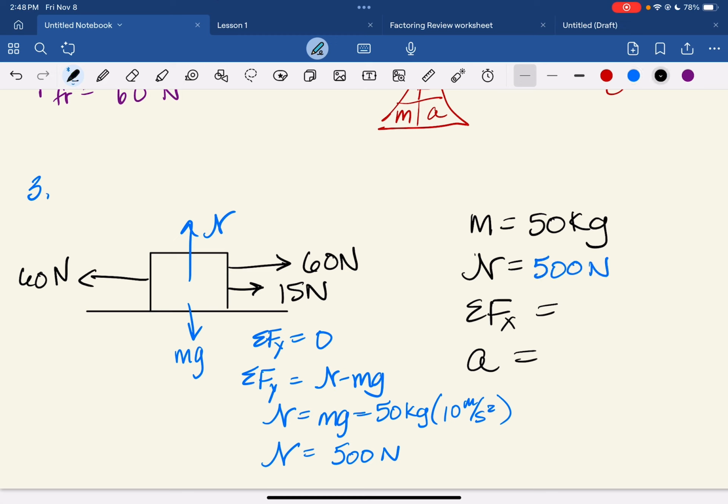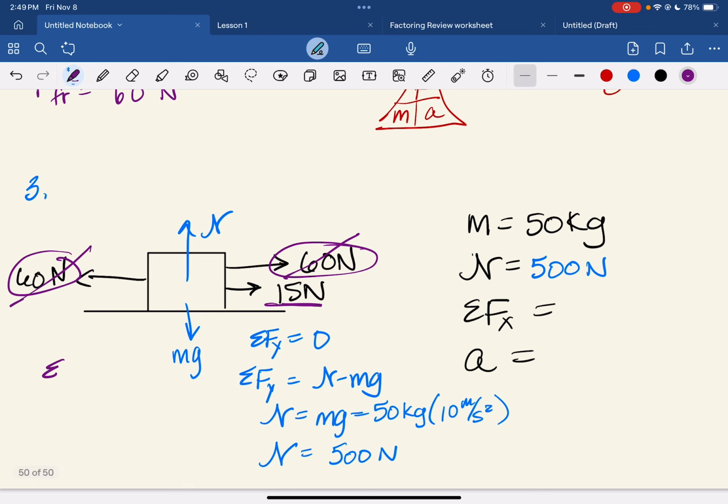Then what we do is we take a look at, doesn't look like there's friction listed at all. So we can go straight to our sum of the forces in the x direction. So I have 60 here and 60 here. Those are going to actually cancel each other out, and I'm left with 15. So the sum of the forces in the x direction is going to be 15 newtons, and that's to the right, so it's a positive 15.